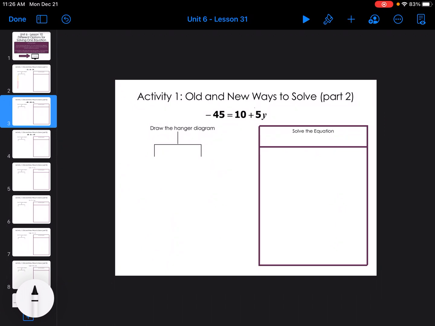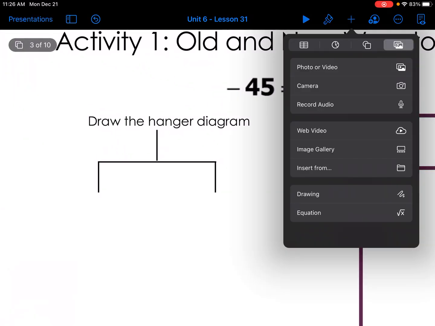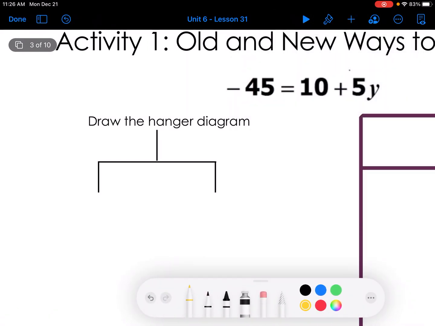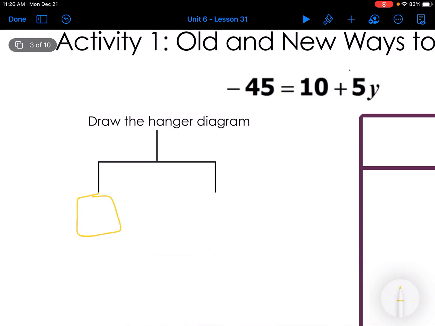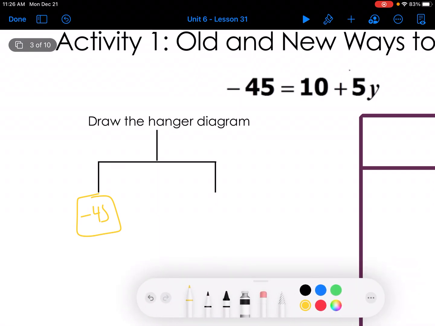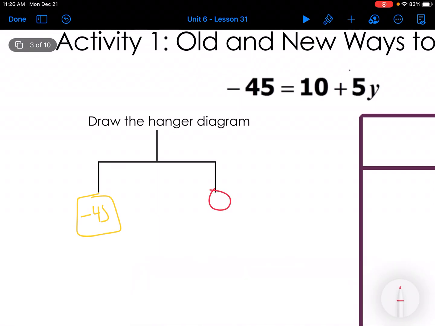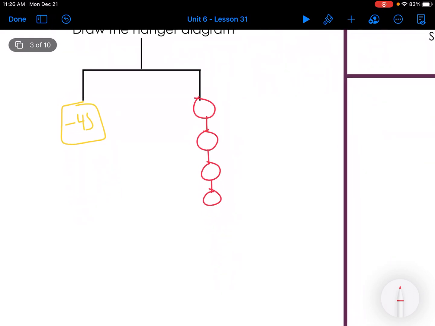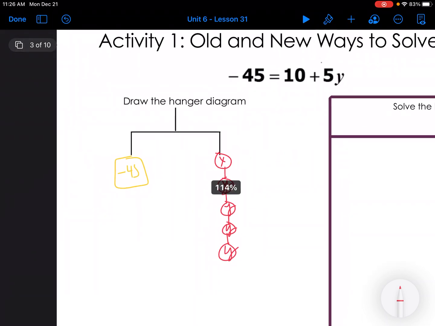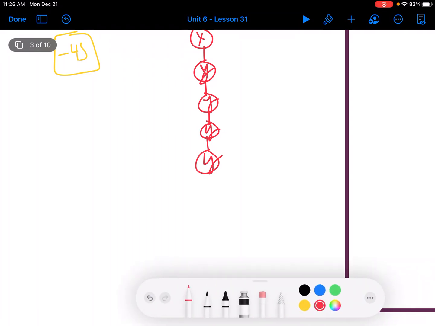All right, so I'm going to draw my hanger. So instead of drawing out each individual cube like I've been doing, I'm going to have to start making them a little bit easier. So that's negative 45. Then I have 5 y's. And I have plus a positive 10.